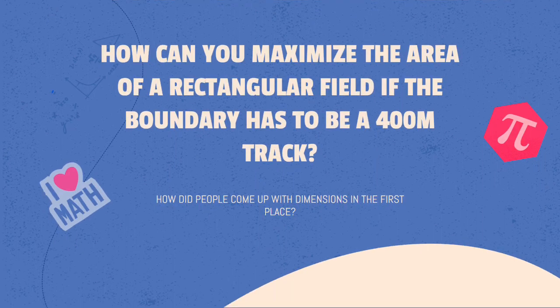How can you maximize the area of a rectangular field if the boundary has to be a 400-meter track? How did the designers come up with the dimensions in the first place?